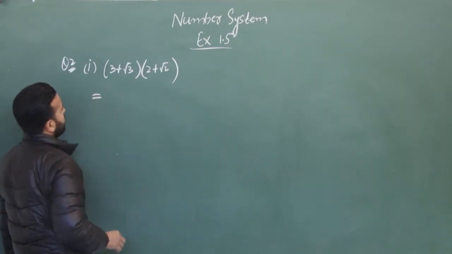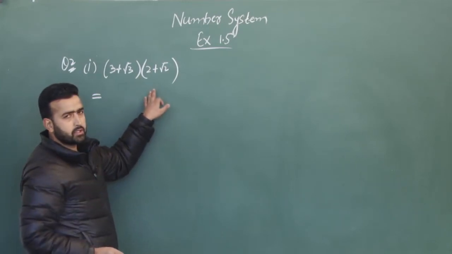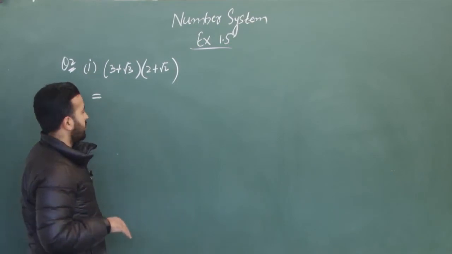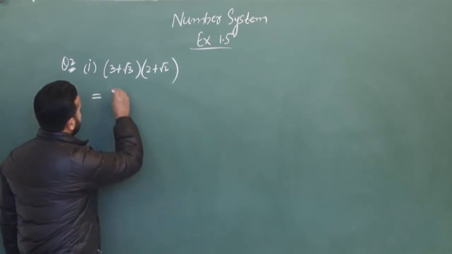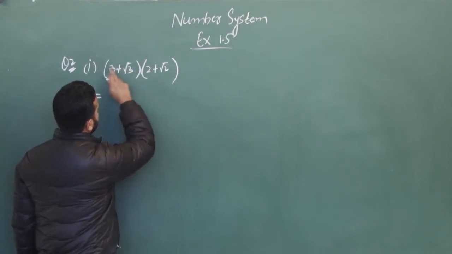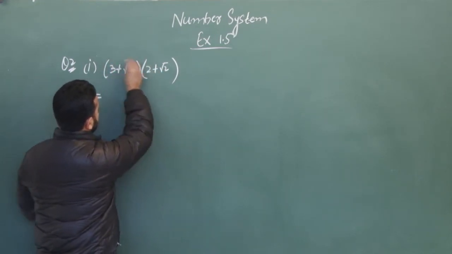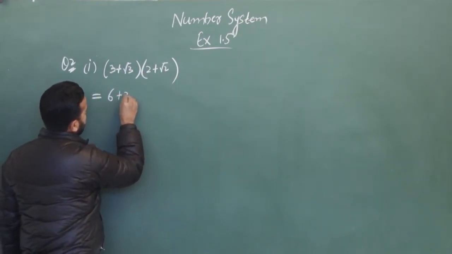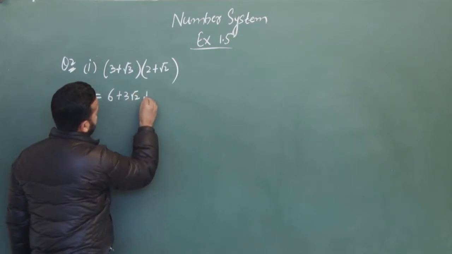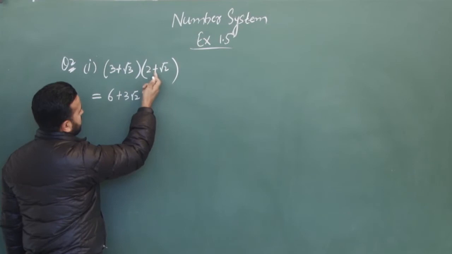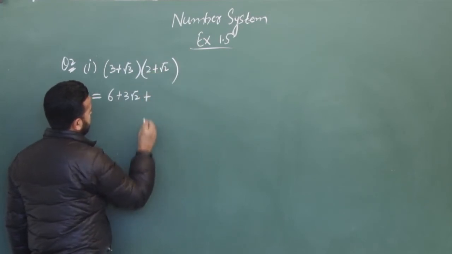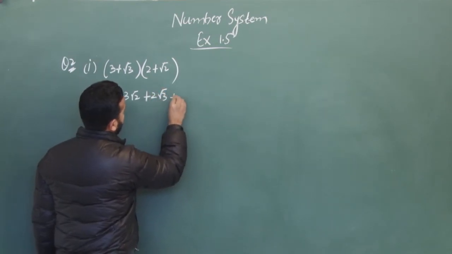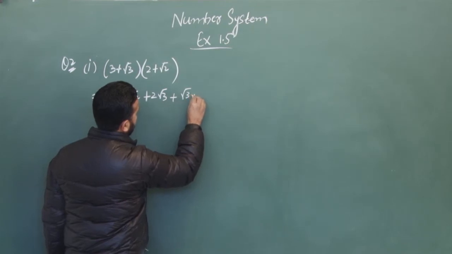We have to simply perform the multiplication operation, a simple multiplication operation that you have been doing since the lower classes. First of all, 3 has to be multiplied by 2, so it will be 6, and 3 with under root 2 will be 3 root 2. Then under root 3 has to be multiplied by 2, so it will be 2 root 3. And then we have under root 3 multiplied by under root 2.